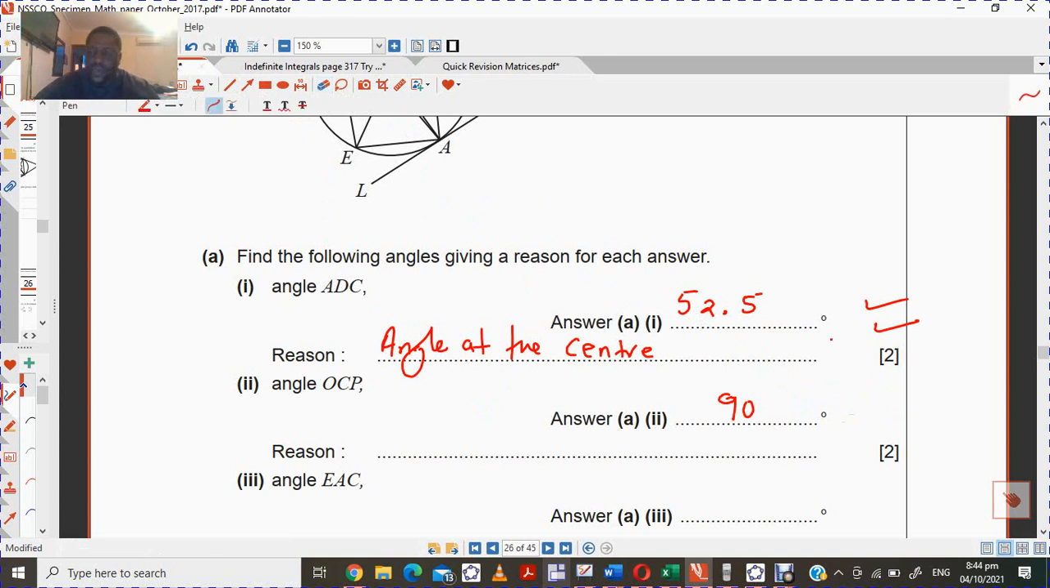So we say that's 90 degrees. You get a mark for saying 90 degrees, and you can say angle between radius and tangent. Okay, tangent and radius. What about it? Well, it's 90 degrees. We know that. Okay, good.